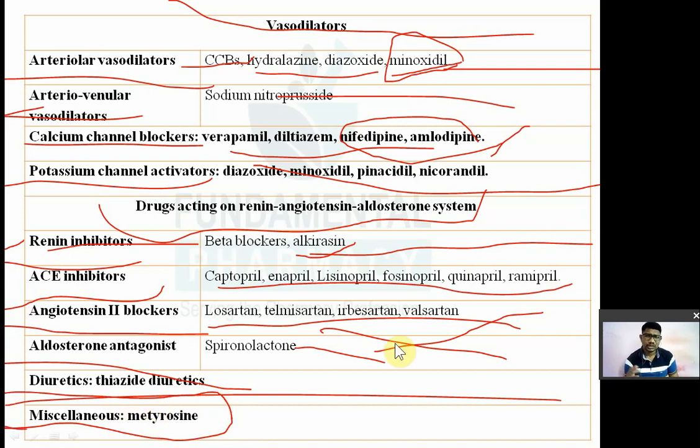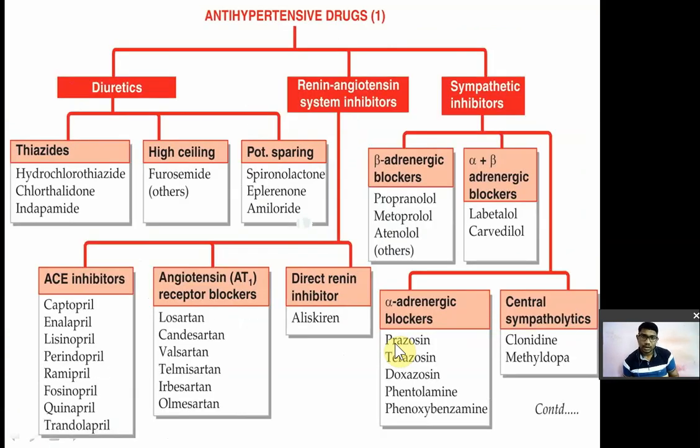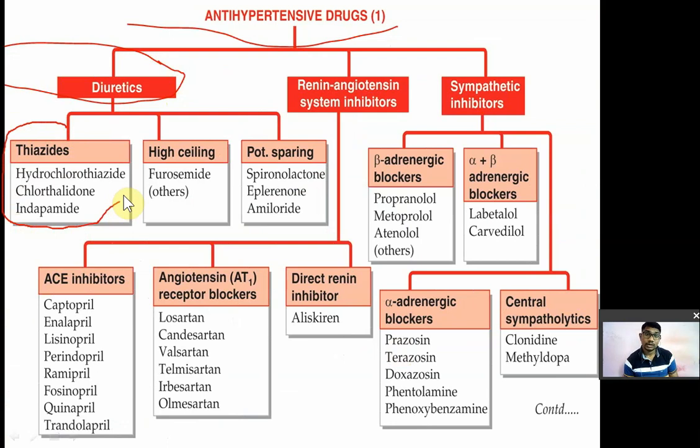So this is how the classification goes. We are going to see this classification at least 3 times. Again, you can see here, anti-hypertensive drugs. The first class is diuretics. Diuretics decrease the blood volume and decrease the cardiac output. In that you have different classes, like thiazide diuretics: hydrochlorothiazide, chlorthalidone, indapamide.